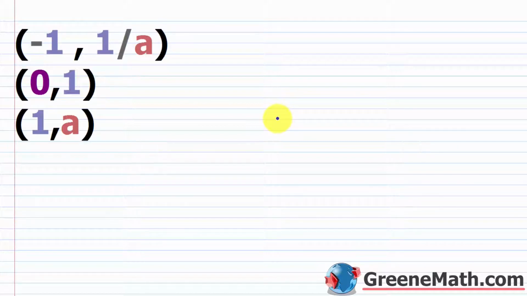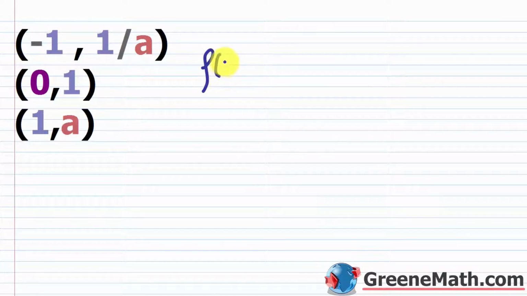So on your graph, as long as your base a is greater than 0 and not equal to 1, you're going to have these 3 points. So (-1, 1/a) will be 1 point, (0, 1) will be another, and (1, a) will be another. So you can use these 3 points to get things started and then find additional points as needed in order to sketch your graph.